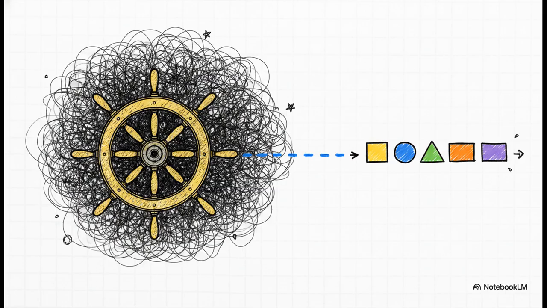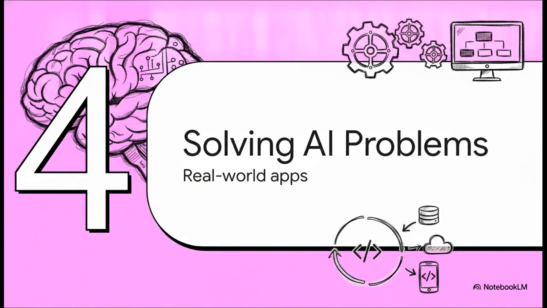It's a classic rule of computing, right? Garbage in, garbage out. By writing highly specific prompts, giving good context, and setting clear constraints, you're narrowing that probability distribution. You're steering the predictive engine exactly where you want it to end up. Section 4. Solving problems with LLMs, real-world applications.